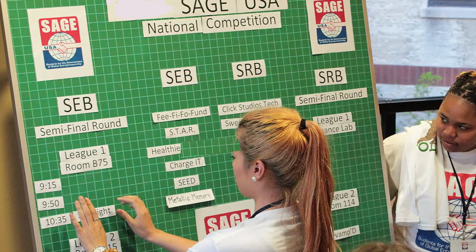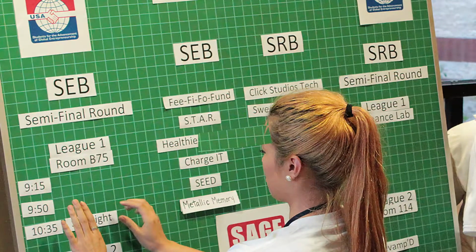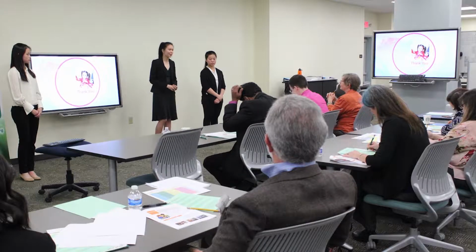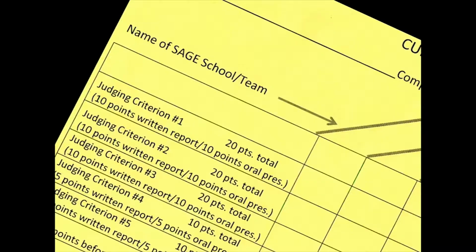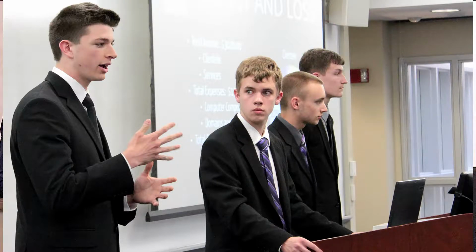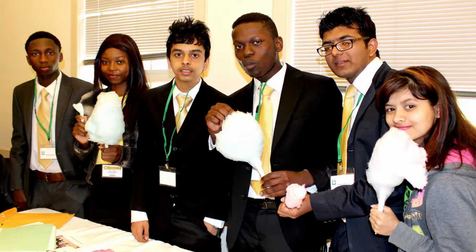You'll be assigned to judge a specific league. Now, each league will consist of at least 2 or 3 teams. As a judge in this round of competition, you'll only be responsible for judging one league. You will use one scoring sheet for each team assigned to your league. The top team from each league will advance to the next round of competition.